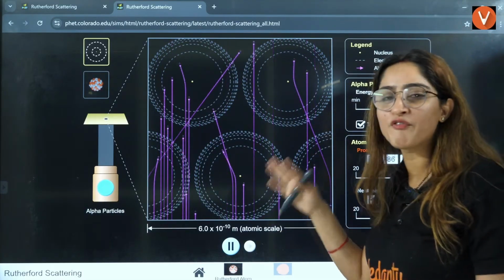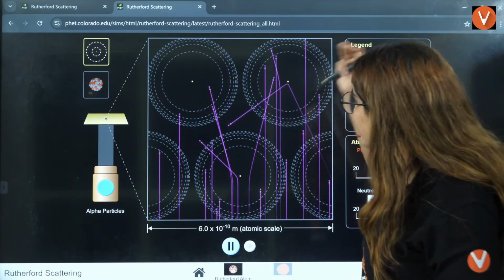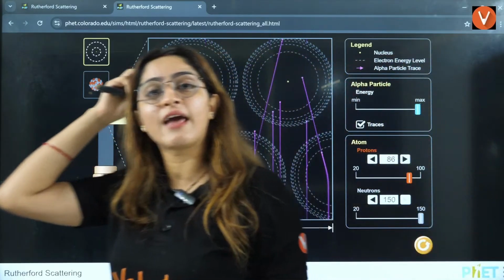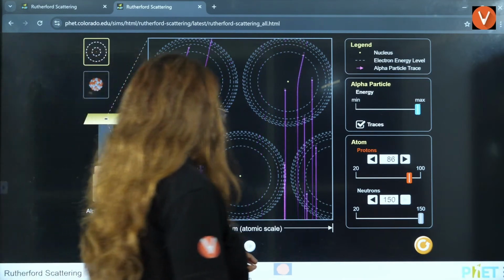So that's why most of them are moving straight, right? Some of them are deflecting and very rare ones are bouncing. Now this was the bouncing back, right? Very, very rare ones bounce back. That is 1 in 20,000, right?